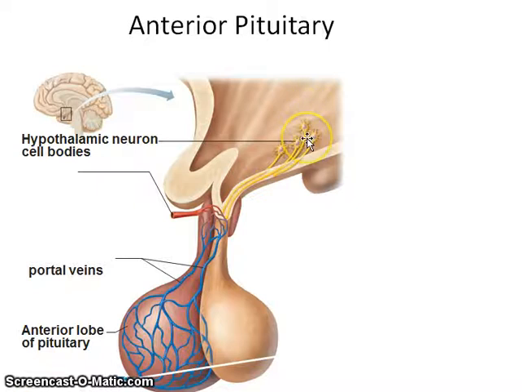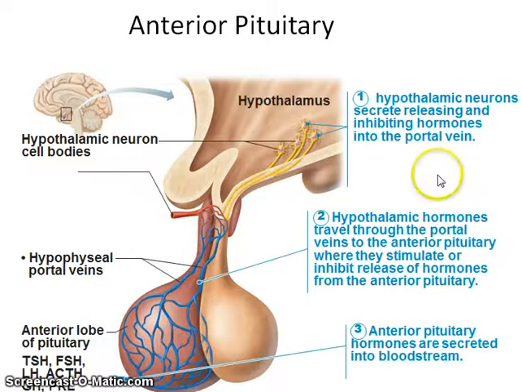So instead of directly controlling release from the anterior pituitary the way the hypothalamus does with the posterior pituitary, it uses releasing hormones that are going to travel through the portal veins. So let's take the example of growth hormone. You have a group of neurons in the hypothalamus that, for some reason that is not important to us right now, decide it is now time for the body to grow.